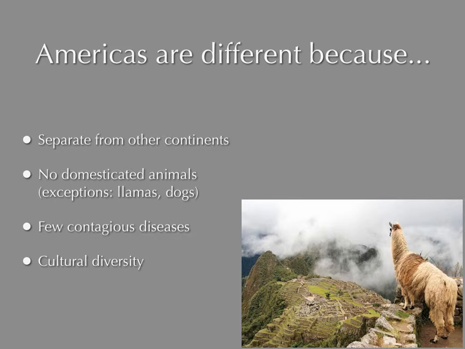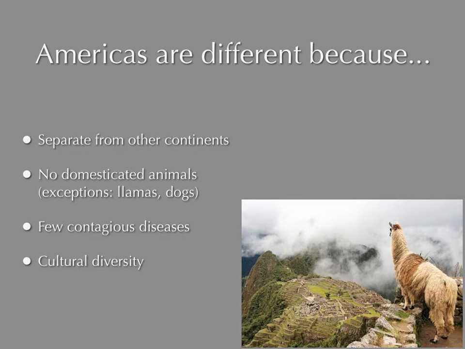No domesticated animals. There are some exceptions, but there's not a lot of them. Llamas, which you're seeing in that picture right there, looking down at the ruins of an Incan city. So they had llamas in the Andes Mountains region, and they also bred guinea pigs for eating. Dogs, which probably came over from Asia with the first humans, and maybe turkeys for Mesoamerica. But that's really it. No other forms of domesticated animals.